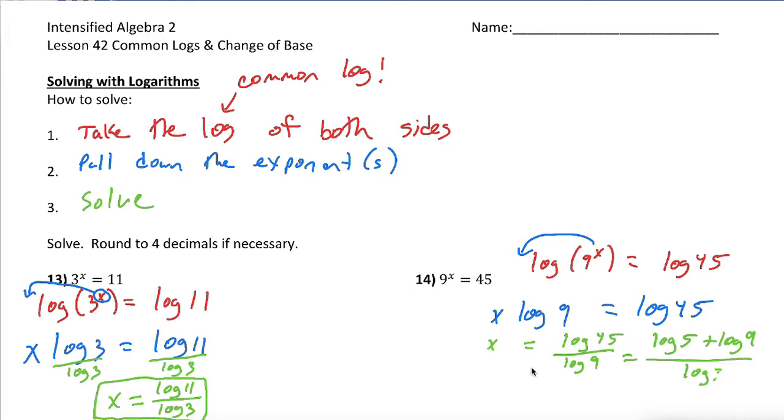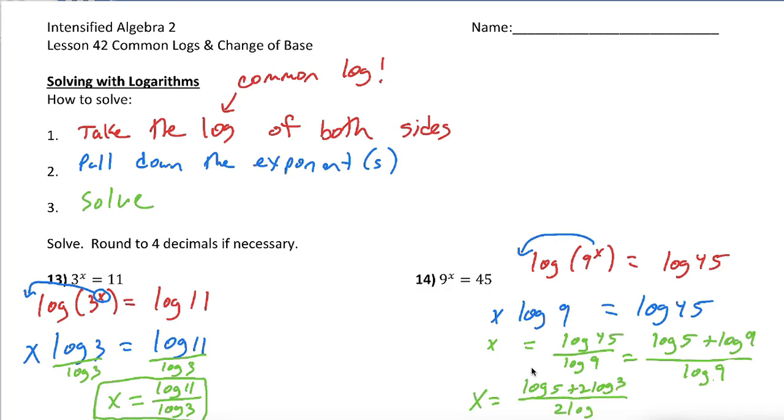I don't know why I wrote a 3 when I meant to write a 9. Although I kind of do know, because the log of 9 can also be simplified. 9 is 3 squared, so what we can do is take that log of 9 and rewrite it as 2 times log of 3. And we're going to do that to the log of 9 in the denominator also.